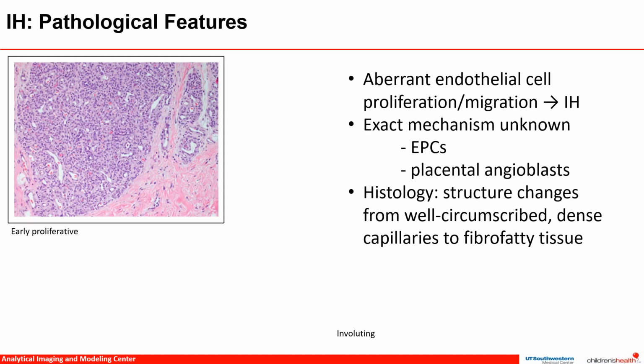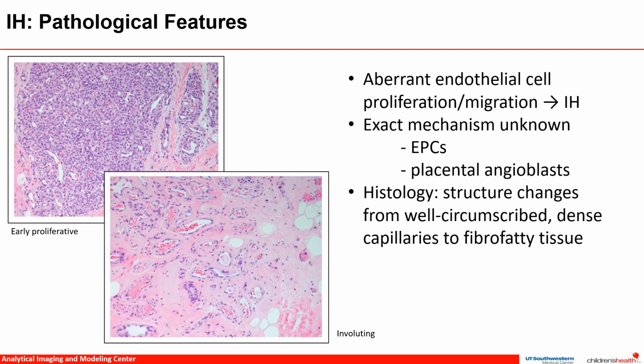Histologically, these lesions change significantly throughout their growth phases. Early proliferative lesions are well circumscribed, encapsulated masses of capillaries with characteristic plump endothelial cells. As the proliferative phase transitions to the involution phase, capillaries begin to disappear and fibrofatty tissue becomes predominant, as you can see in these histologic slides.